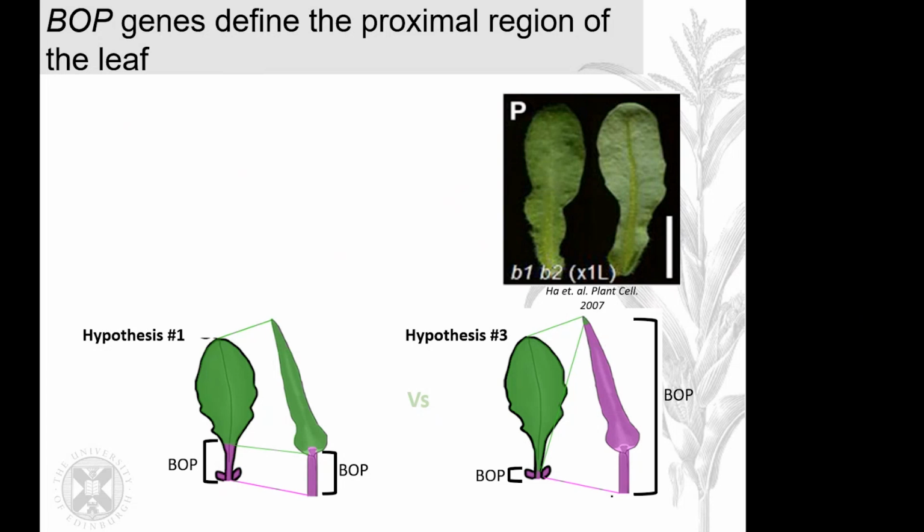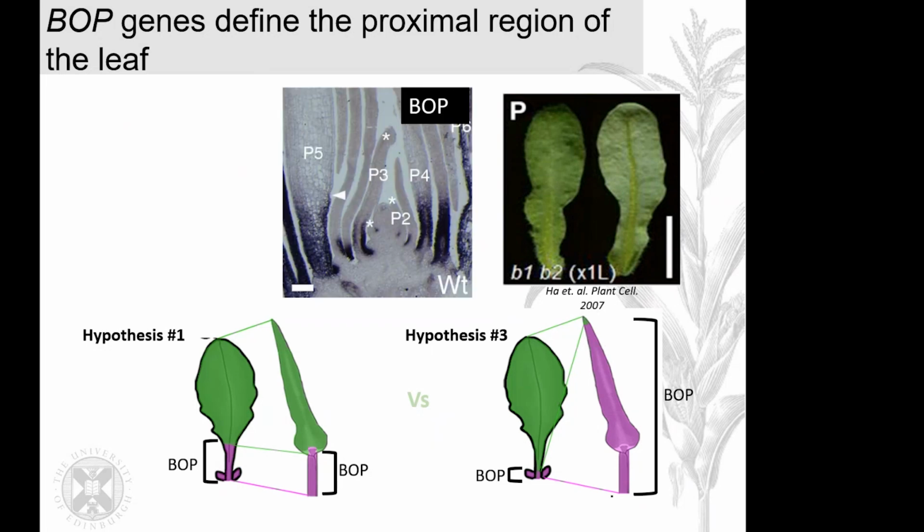Now, Arabidopsis leaves are less than a centimetre in length, and so it's really hard to see whether BOP gene expression is at the base or throughout the petiole at the stage that it's expressed, because there's 2 or 3 cells present. So we couldn't necessarily tell the difference, but maize is a lot bigger and a lot easier to see. So we looked at the BOP gene expression in maize, and this is what we saw.